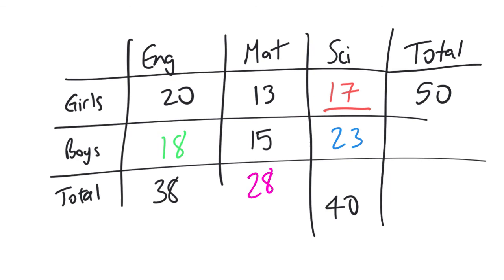So now what we need to do is work out the total number of boys, found by adding together 18, 15 and 23. And if we do that, we get 56. The very last score is the total number altogether. So that's this value on the bottom right. We can do that by adding 50 and 56, or we can do it by adding 38, 28 and 40. They should both give the same values, and they do, and they give a score of 106. So there are 106 pupils altogether.